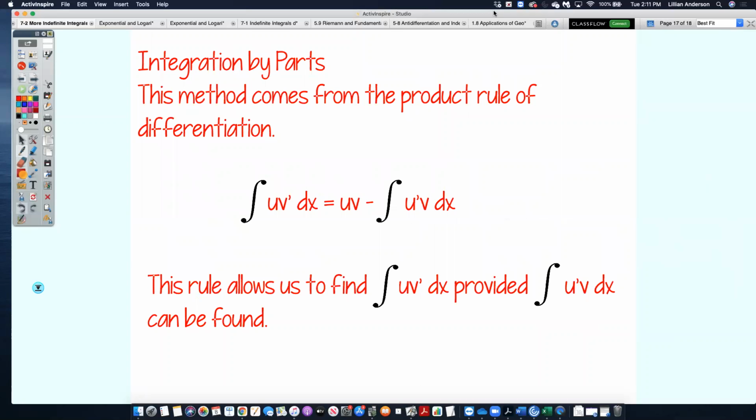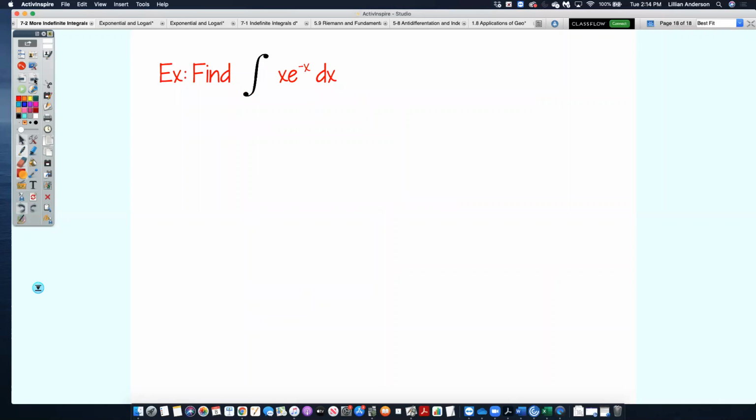All right, integration by parts. Integration by parts is a method that comes from the product rule of differentiation. It's another way that you can take the antiderivative of different types of functions, okay? So there's the formula, straightforward, like that. This rule allows you to find the antiderivative of u v prime dx, provided that u prime v dx can be found. So we're just going to jump into an example and apply integration by parts.